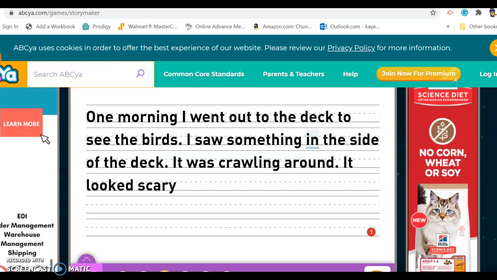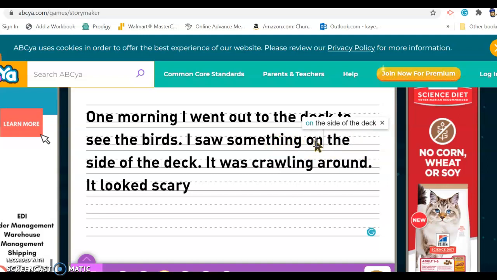So let me read this again and make sure it makes sense. One morning, I went out to the deck to see the birds. I saw something in the side, oh, that doesn't make sense. On the side of the deck. That makes sense. It was crawling around. It looked scary. Oh, I need a period here.